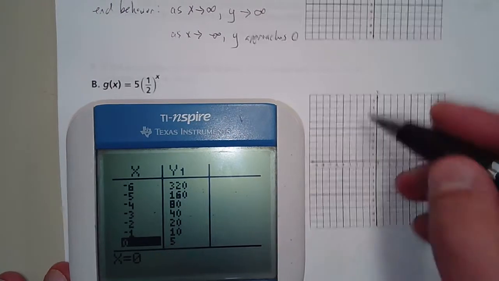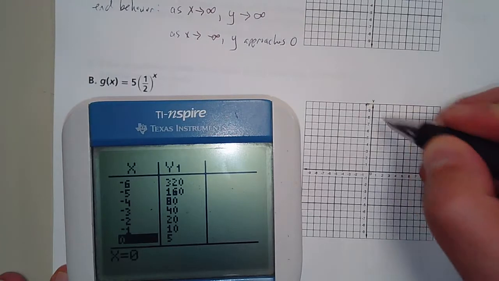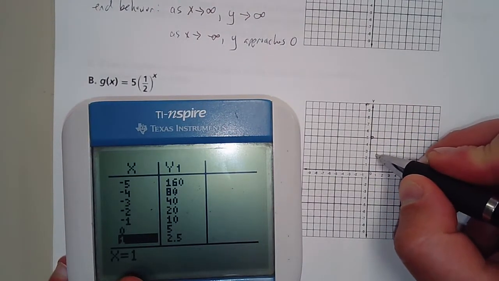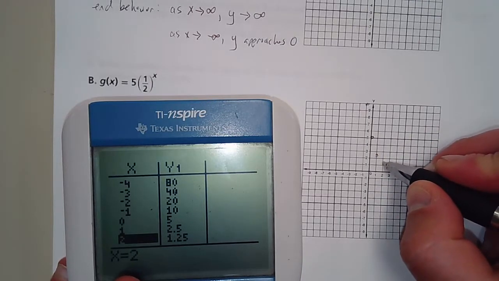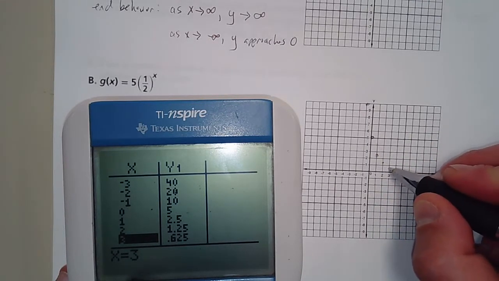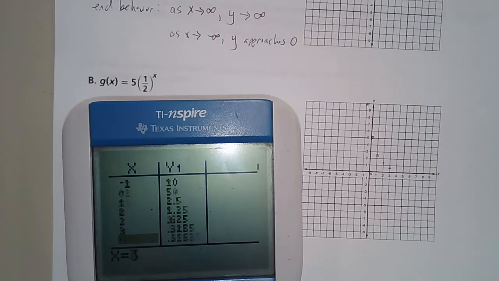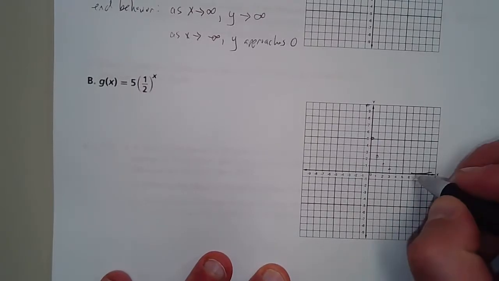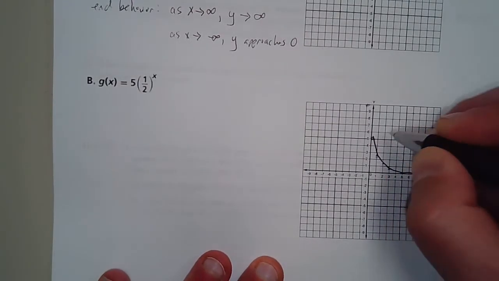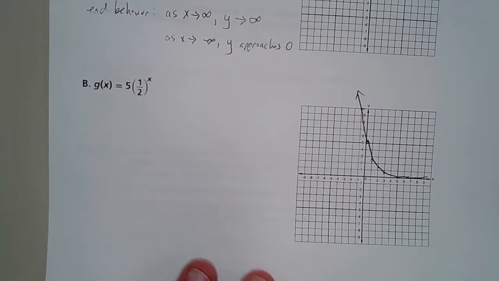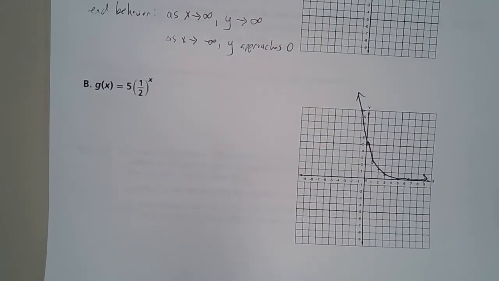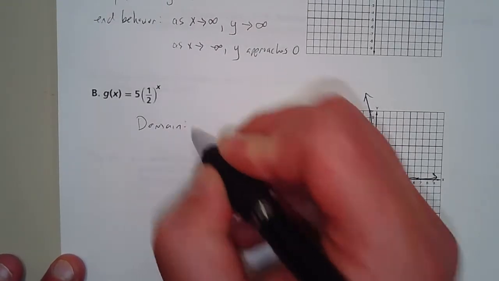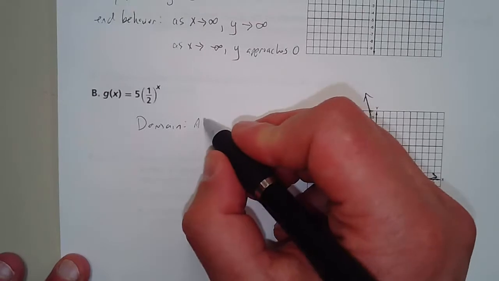So let's start with -1, 10, and 0, 5, 1, 2.5, 2, 1.25. At 3, it's at 0.6. And you can see it's going to kind of level off towards 0, just like our other one did. So we're going to get this kind of deal, like so. Okay. And same questions. We'll run through them. Domain. Left and right forever, so all real numbers.